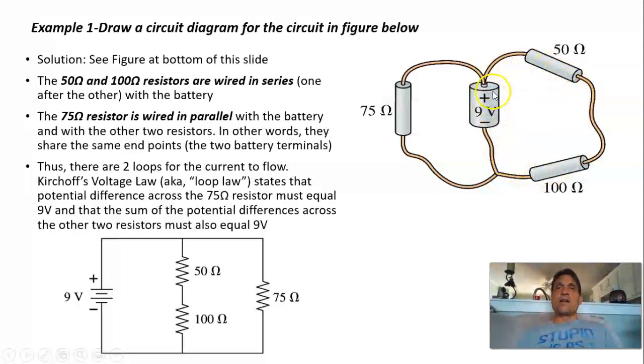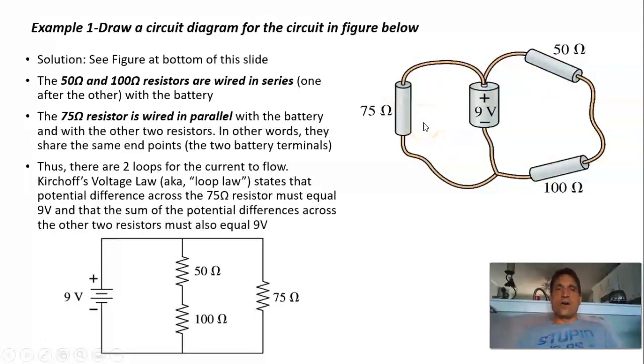Okay. Now in parallel with that loop is another resistor whose magnitude is 75 ohms. And you can tell they're in parallel because the positive terminal is connected to one end of the 75, the other end of the 75 ohm comes back to the negative. And so both loops have the same starting and ending points, namely the terminals of the battery. And so these two circuits are connected in parallel.